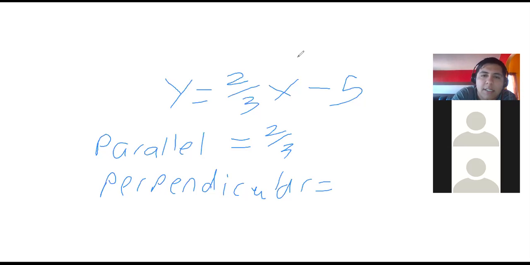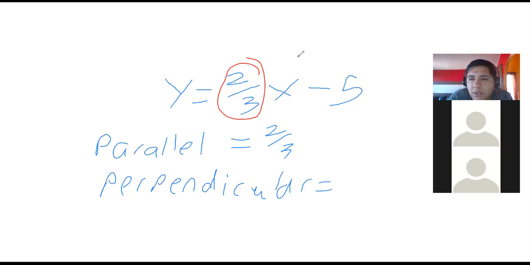Okay, so we already know this is the slope of the equation, 2/3, right? It's always that number in front of the x. So if we have two parallel lines, they have to be going in the same direction, meaning they have to have the same slope. So my parallel line would have a slope of 2/3. Okay. So what about a perpendicular line?